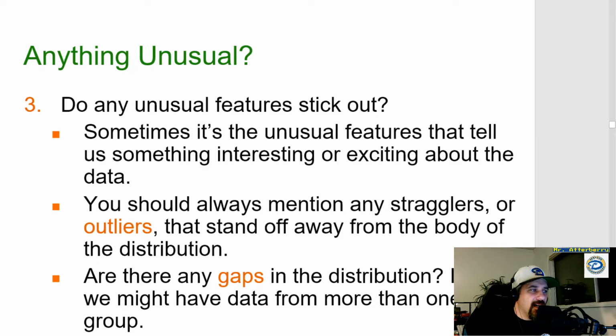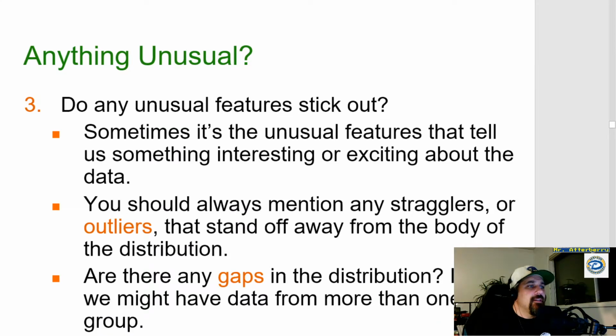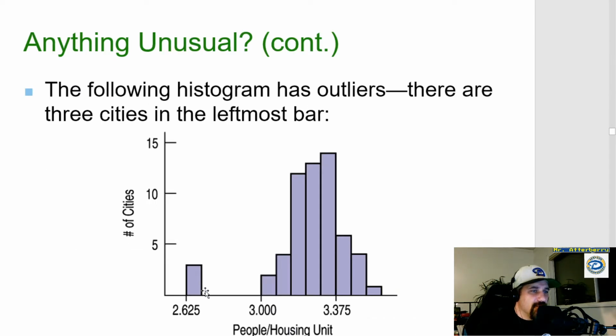Besides just kind of eyeballing it and going, that looks like an outlier. Is it really mathematically an outlier? And we'll talk about how to calculate that this chapter. You should always mention any stragglers or outliers or any gaps. Okay, gaps in distribution. So something like this is a gap in this dot plot. Big gap there. You'd want to mention that when you're analyzing, when you're describing the picture. Right? And here's another example of a gap.